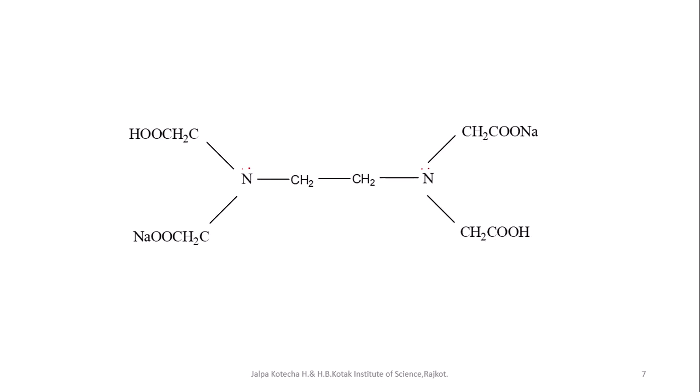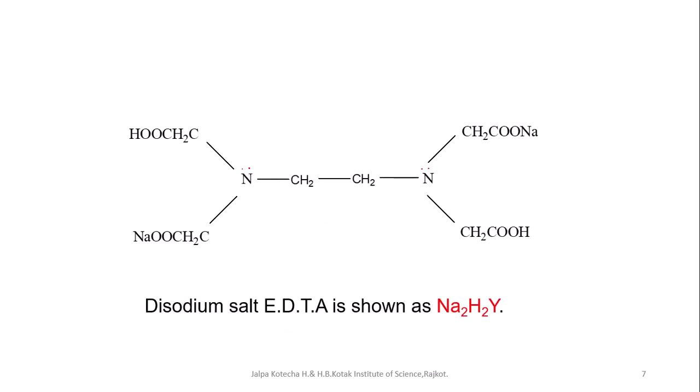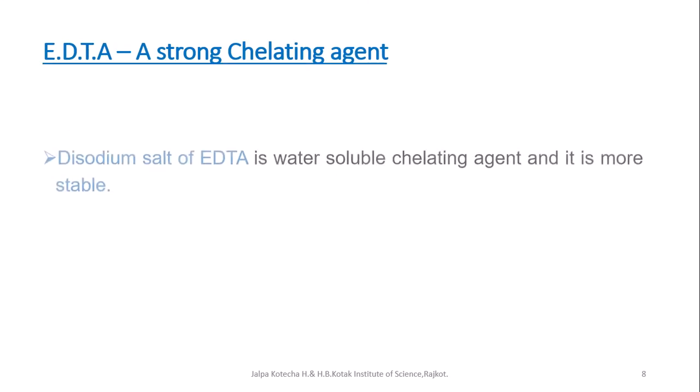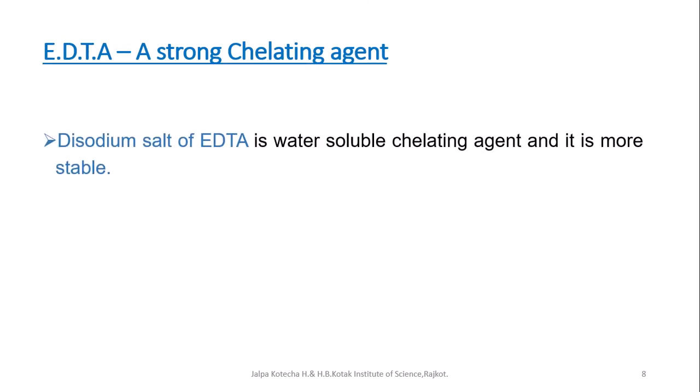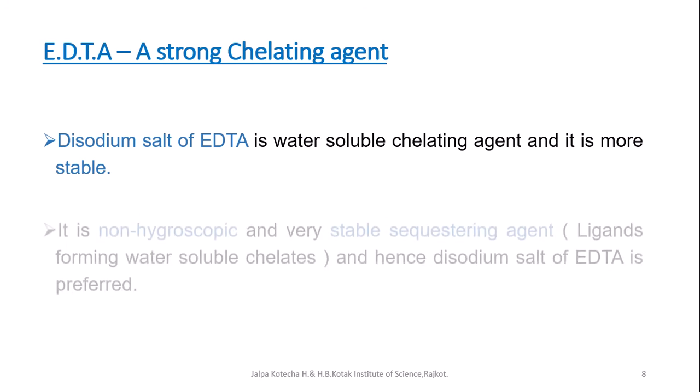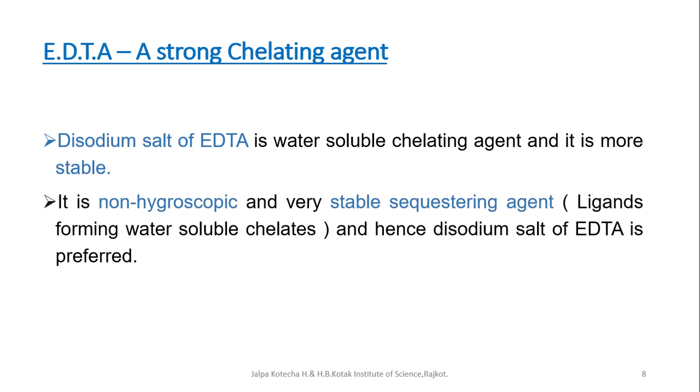This is the structure of the disodium salt of EDTA, wherein 2 hydrogen atoms are replaced by 2 sodium atoms, and generally it is represented as Na2H2Y. Now this disodium salt of EDTA is a water soluble chelating agent and it is more stable and hence it is used. Secondly, it is non-hygroscopic, that means it does not absorb moisture.